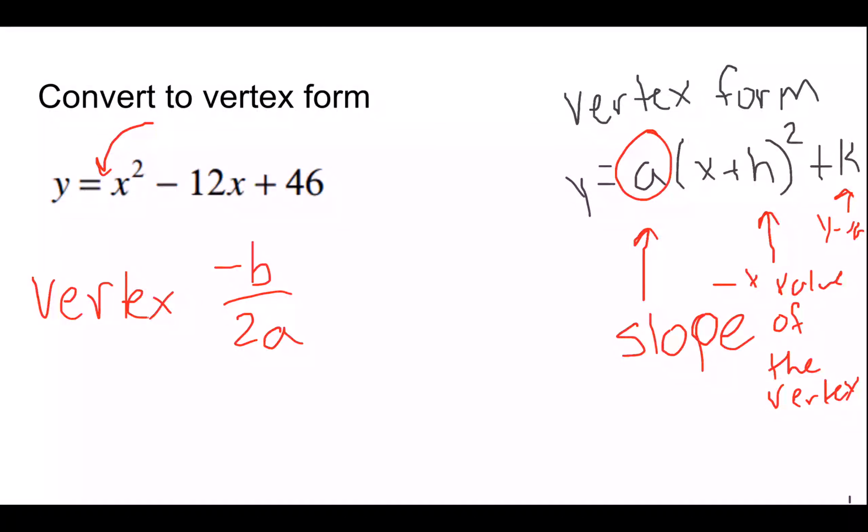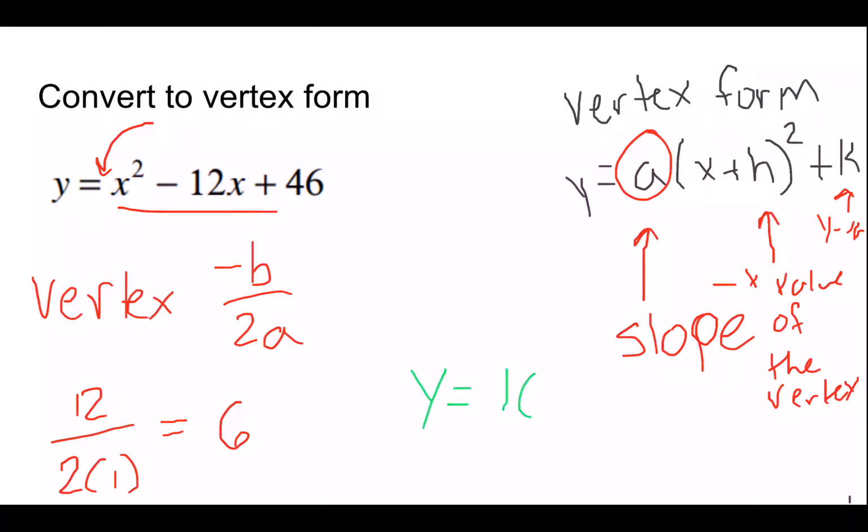So when we go over here, we're going to do negative b, which is 12, over 2a, which is 2 times 1. And that's going to give us 6. So our x value is 6. So when I'm plugging this in, I'm going to have y equals a, which is 1, x, and we're going to take this, but it's opposite, so minus 6.